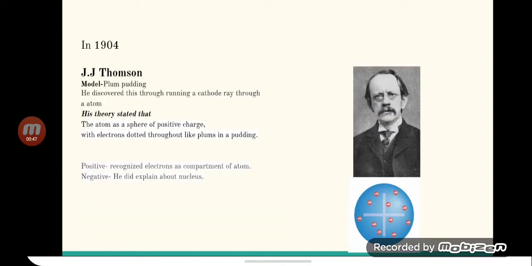In 1904, J. J. Thomson created a model called plum pudding. He discovered this through running a cathode ray through an atom. His theory stated that the atom is a sphere of positive charge with electrons dotted throughout like plums in a pudding.